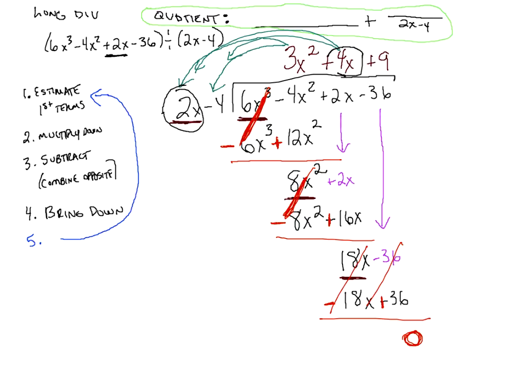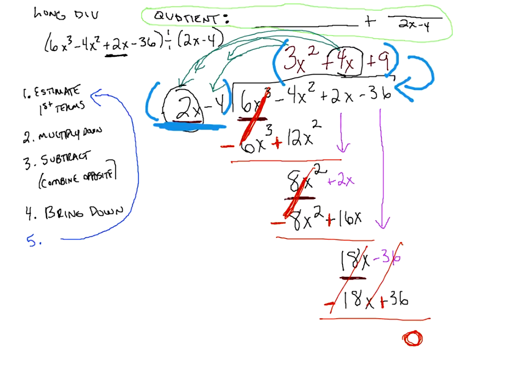I have a 0 remainder, which means that both your, let me get a different color and a thicker pen to show you this. Since I have a remainder of 0, that means that 2x minus 4, the polynomial, and 3x squared plus 4x plus 9 multiply together to give you your dividend, 6x cubed minus 4x squared plus 2x minus 36. No remainder.